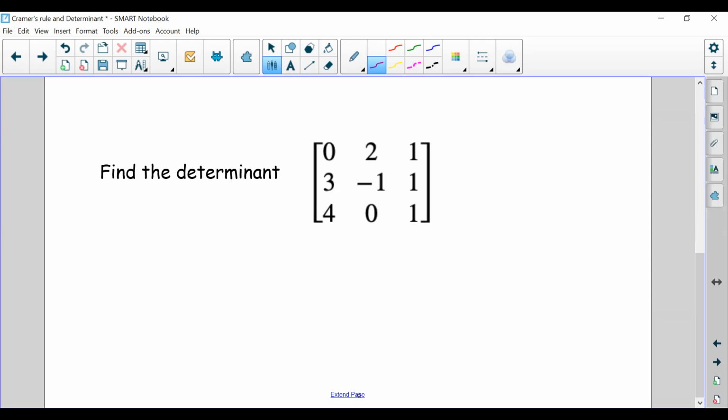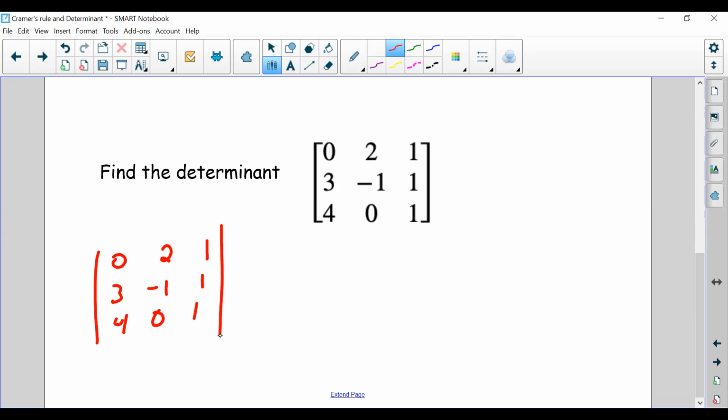All right, so I'm going to find the determinant of this matrix. It's a 3x3, and this technique will work for 3 by 3s, 5 by 5s, 9 by 9s. It continues on. I want to find the determinant of 0, 2, 1, 3, negative 1, 1, 4, 0, 1. I'm going to find the determinant of this.